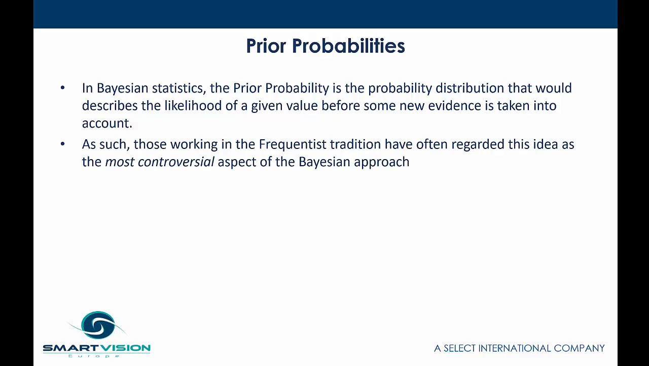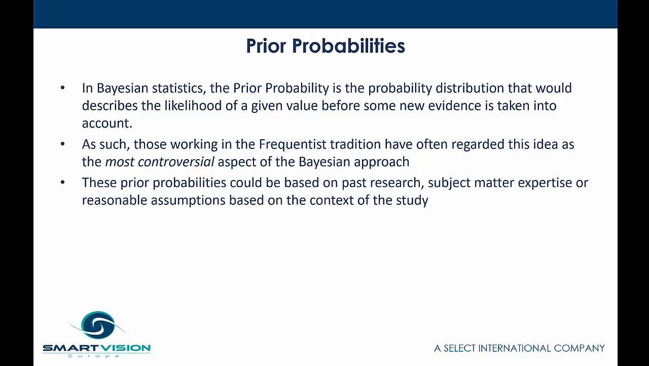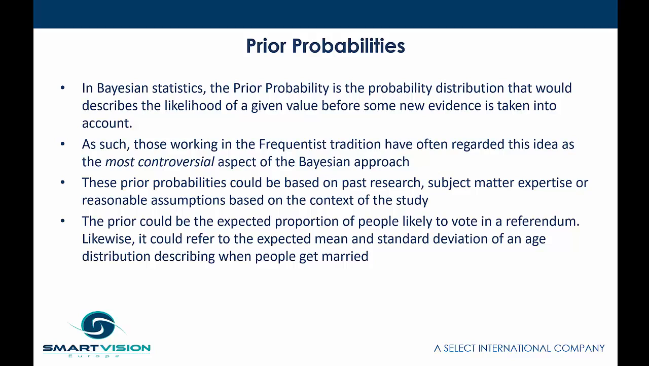And from the frequentist standpoint, that is easily the most controversial aspect of the Bayesian tradition, the idea that you've got to come up with some sort of estimate about something before you've actually collected any data about it. So where do these estimates come from? Well, prior probabilities could be based on things like past research in the same area, or subject matter expertise, or just reasonable assumptions based on the context of the study. The prior could be the expected proportion of people likely to vote in a referendum. Likewise, it could refer to the expected mean and standard deviation of an age distribution describing, for example, when people get married.